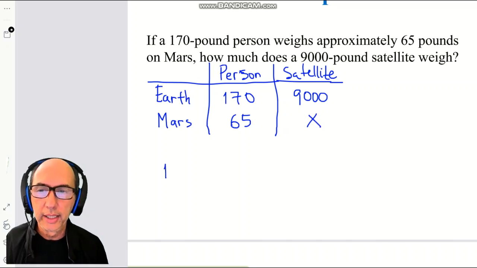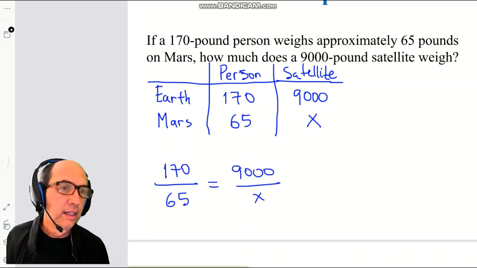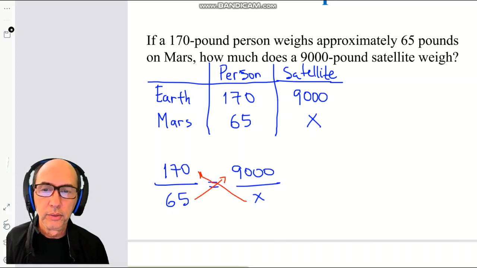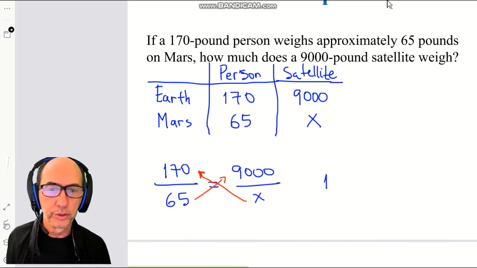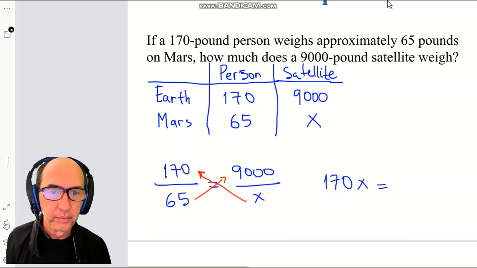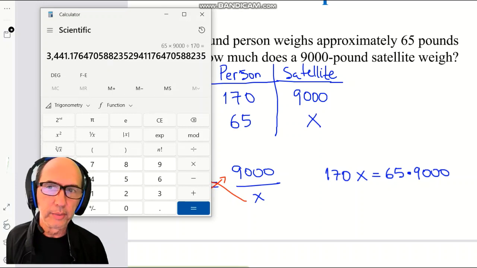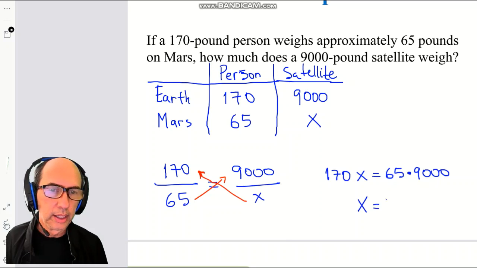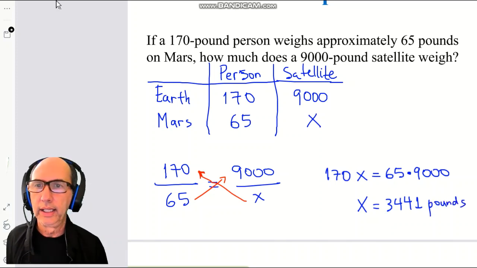We have a proportion. We can write 170 over 65 equals 9,000 over x. To find the answer, solve this equation. We can apply cross product because it is a proportion. Only apply cross product in proportions, if we have a fraction equals another fraction. Don't apply cross product in other situations. 170x equals 65 times 9,000. Now use your calculator. We have to divide both sides by 170, and then type 65 times 9,000 divided by 170. X equals, let's round to the nearest pound, 3,441 pounds. That's the answer.